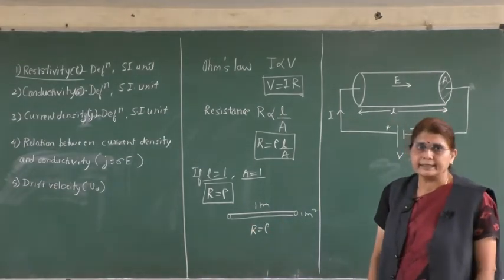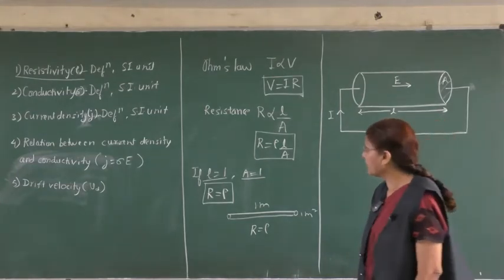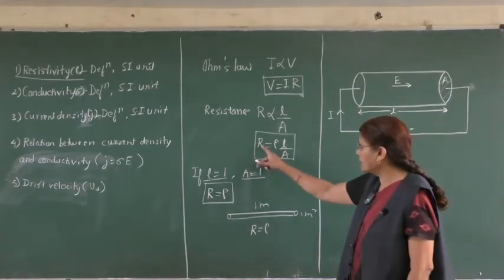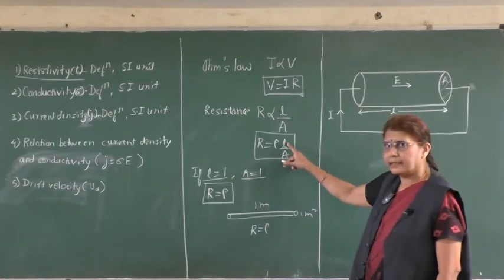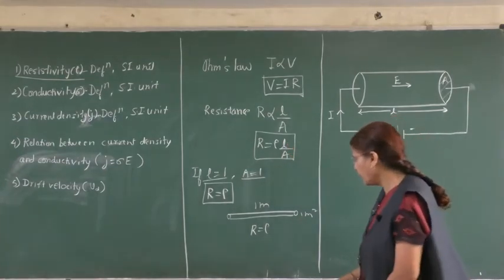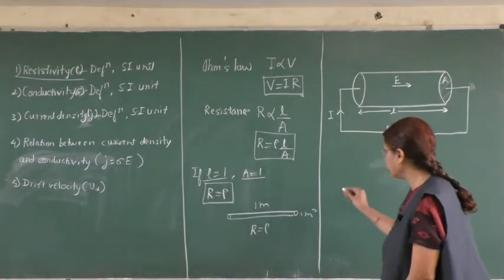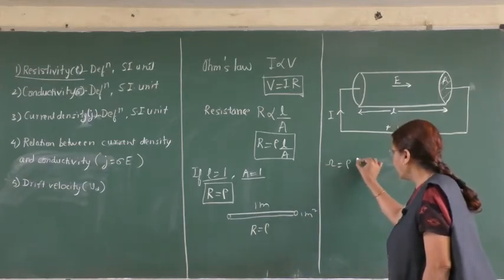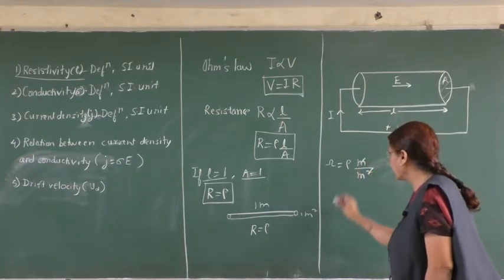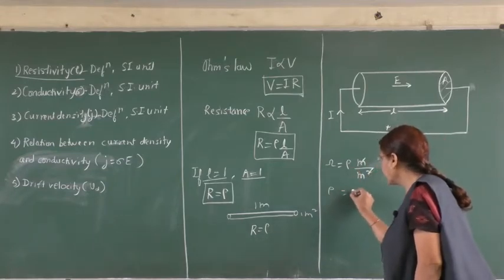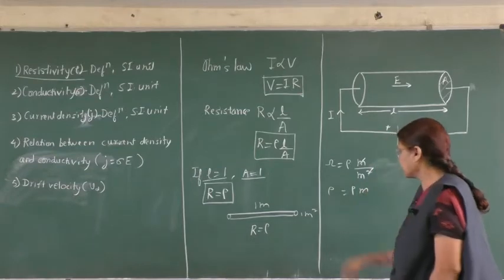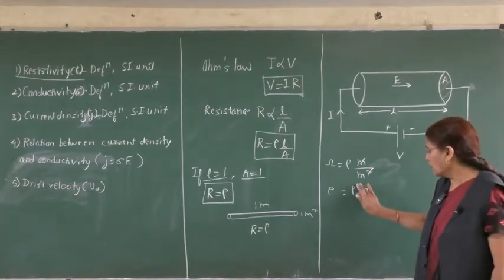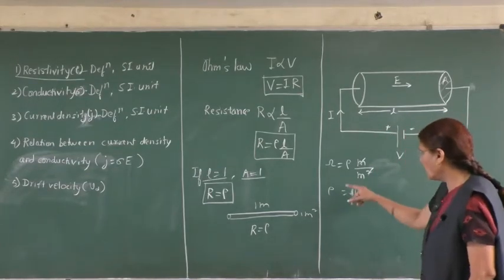So what will be the SI unit of resistivity? So in this equation, R is in ohm, L is in meter and this is meter square. So the unit of resistivity can be very easily found out like this. Ohm equals rho, L is meter and this is meter square. 1 meter gets cancelled. So unit of rho is nothing but ohm meter. So this is expressed as ohm meter.